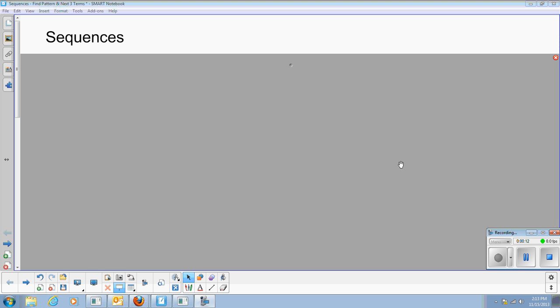We're going to take a look at sequences. We're going to find patterns in the numbers. We're going to find next terms. We're going to build tables. We're going to make graphs. We're going to write equations. So we have quite a bit to do with this.